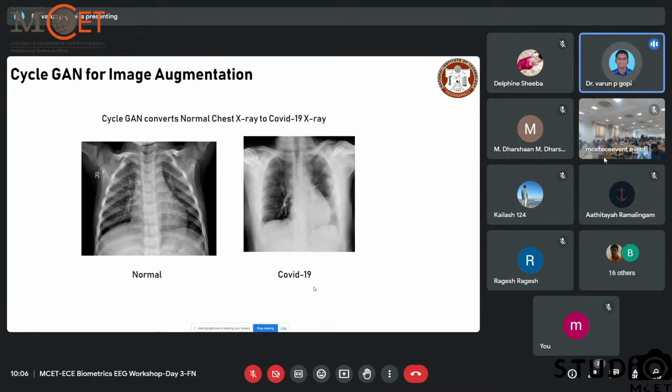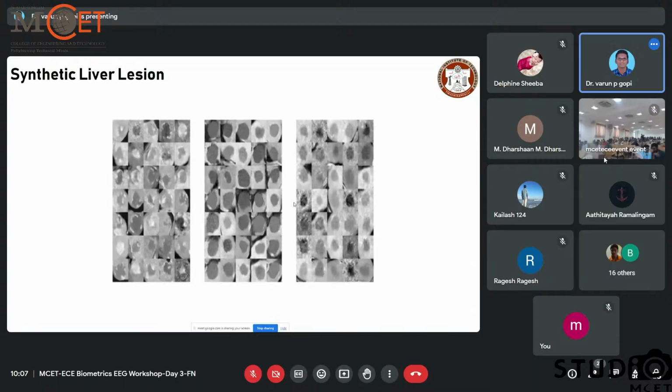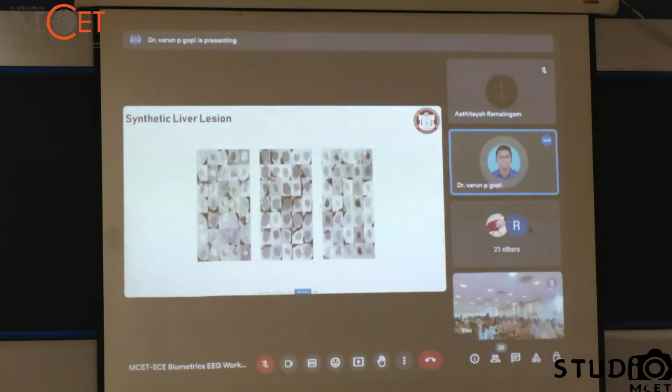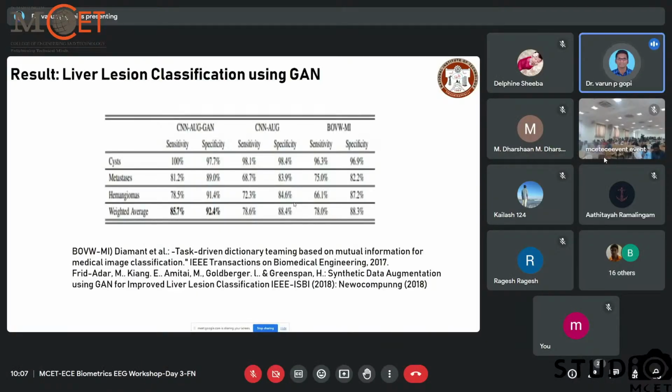And here you can see another example. This is a normal chest X-ray, and this is the COVID-19 X-ray we have developed in our lab using CycleGAN. So you can see the COVID patients here. We generated from normal to COVID. Similarly, you can go from COVID to normal. So that is also possible using CycleGAN. Here you can see the synthetic liver lesions generated for the work.